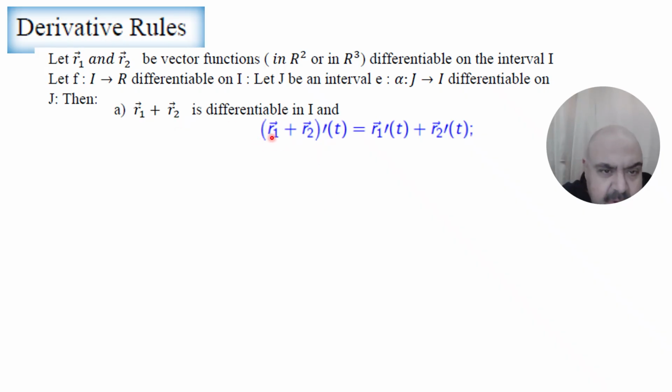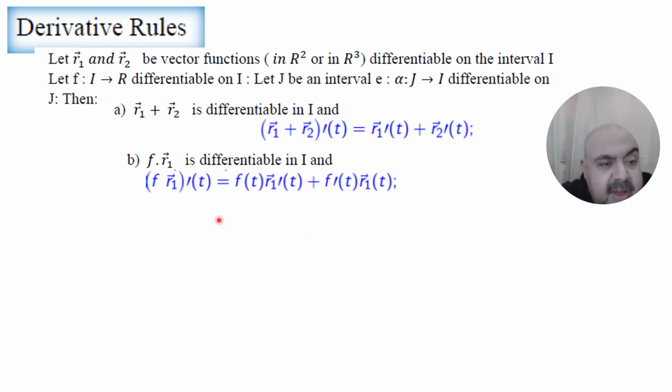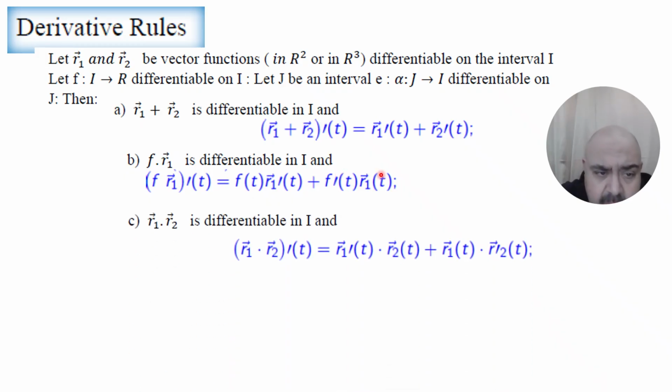So if I have two vector functions R1 and R2 and I'm differentiating, it will be the derivative of the first plus the derivative of the second. If I have a function multiplied by a vector valued function, then the derivative will follow the product rule: f of t times r dash, plus f dash times r of t.